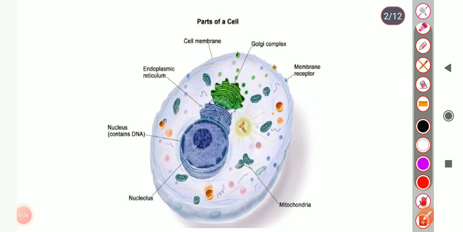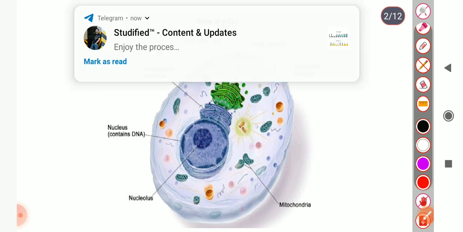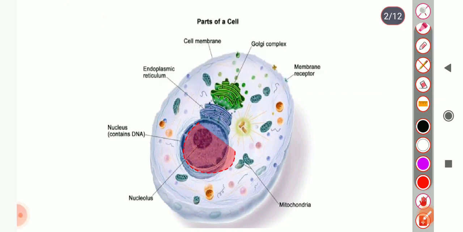This is the structure of a eukaryotic cell. Here you can see that the endoplasmic reticulum is attached to the nucleus, and inside the nucleus DNA is contained, and outside of the endoplasmic reticulum the Golgi body is present. You can see that the green structure is the Golgi body, and you can see the mitochondria here. These are the components of the eukaryotic cell. This is the cell membrane, and inside the cell membrane the cytoplasm is present.